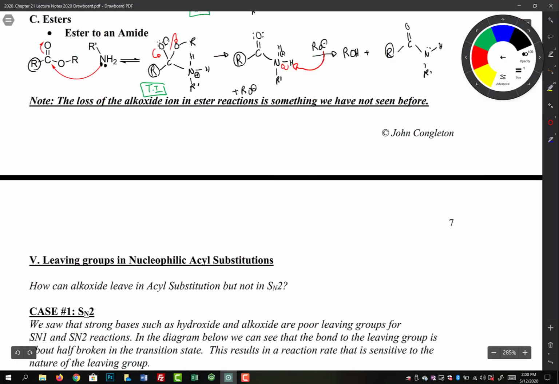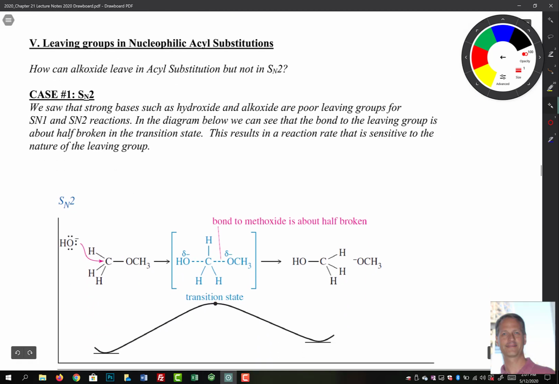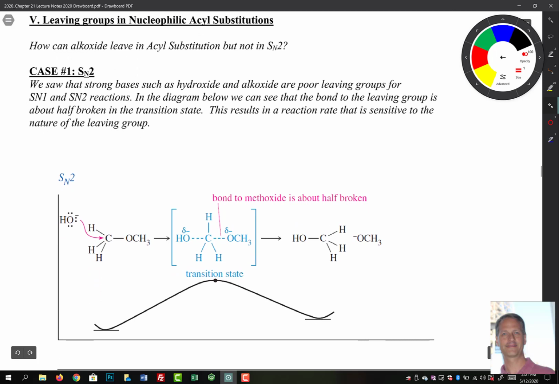In the last reaction that we saw, an ester being converted to an amide. And we saw that we have this alkoxide as our leaving group. Now, that's something that we haven't seen before, and I'd like to take a second and just talk to you about that process and why that happens. So, what we've seen and talked about before was SN2. Now, we saw that strong bases such as hydroxide and alkoxides are poor leaving groups for SN1 and SN2 reactions.